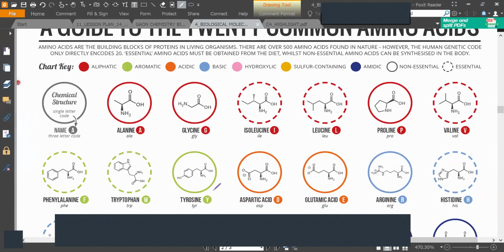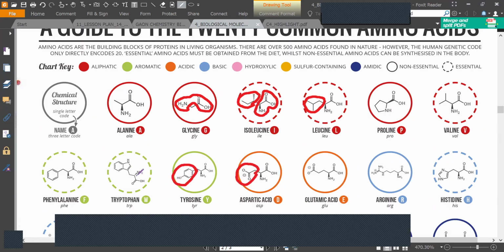Basically, this will be the R group. This part is the same for all the proteins, and then all of them have a different R group. For example, in this one, the R group is different.